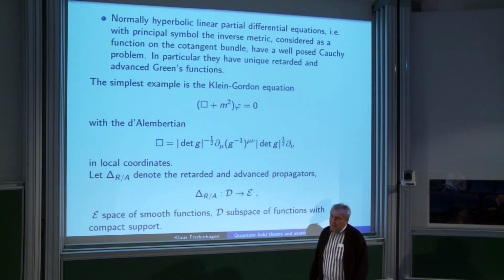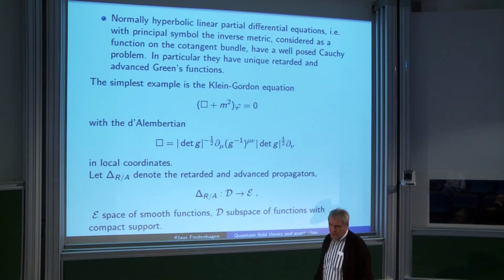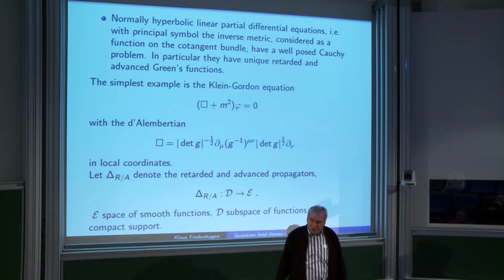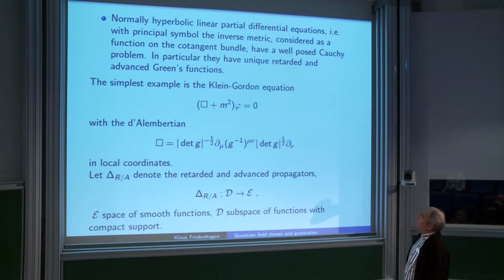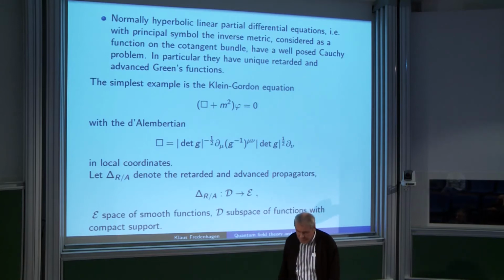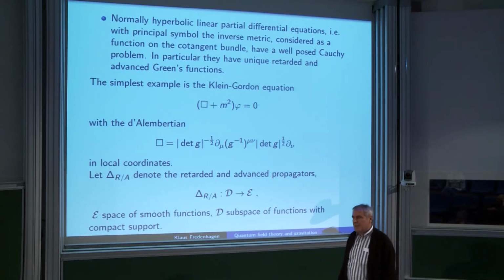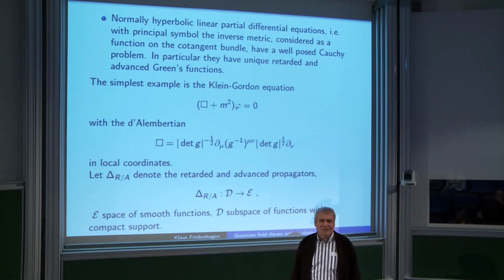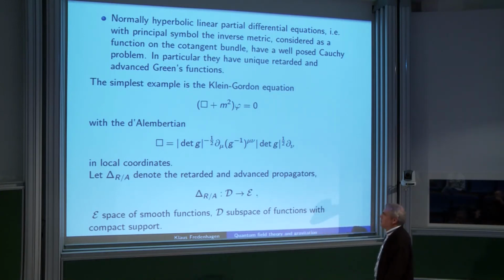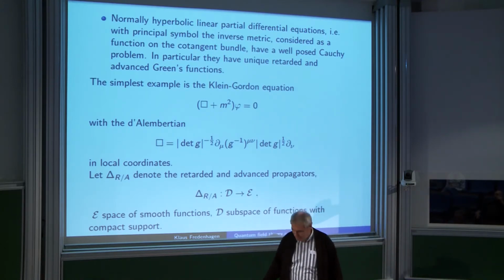And for us, the most important feature is that normally hyperbolic linear partial differential equations have a well-posed Cauchy problem. In particular, they have unique retarded and advanced Green's functions. Actually, these properties of globally hyperbolic space-times have been around for quite some time, but the proofs are not so old. The complete proofs are due to Bernal and Sanchez. But you find the same statements already in older books.